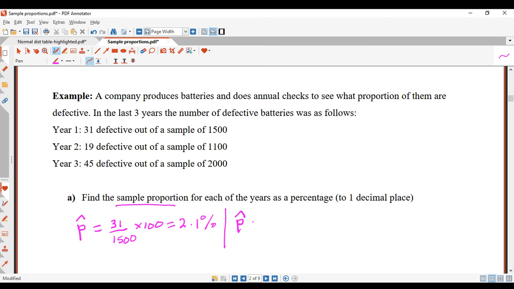Year two, 19 defective. So 19 is the value of my random variable. Remember, my formula is x divided by n. So 19 is the value for the random variable, and n is my sample size. So it's going to be on 1,100. And I should have a times 100 sign there to convert that to a percentage. That should give you 1.7%.